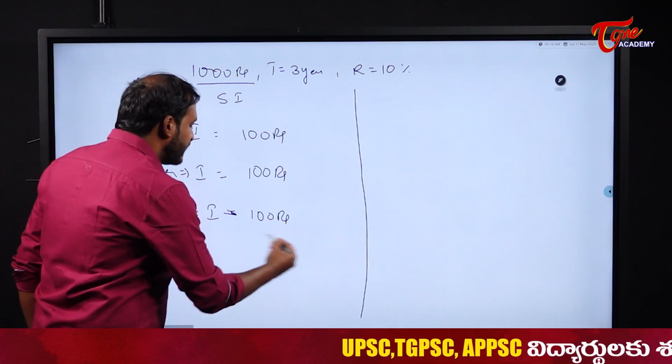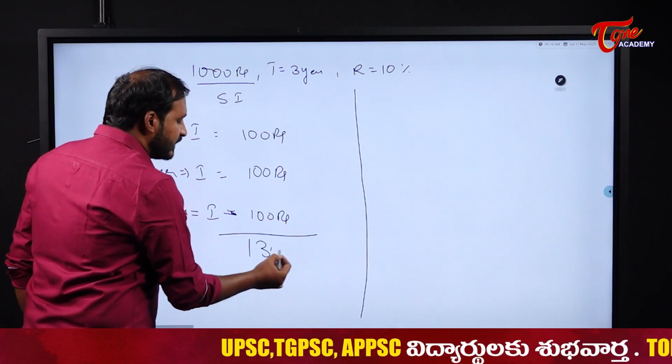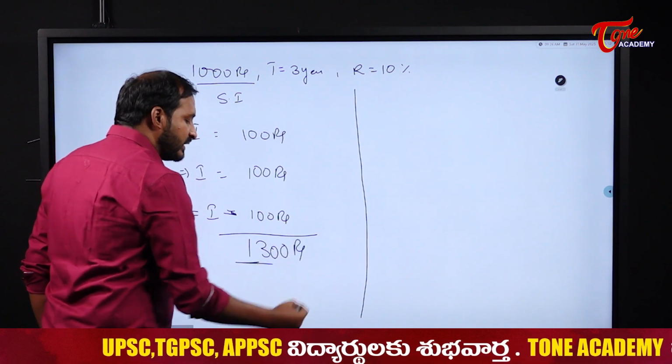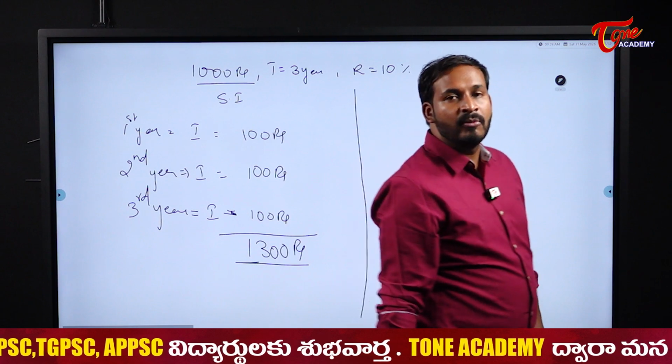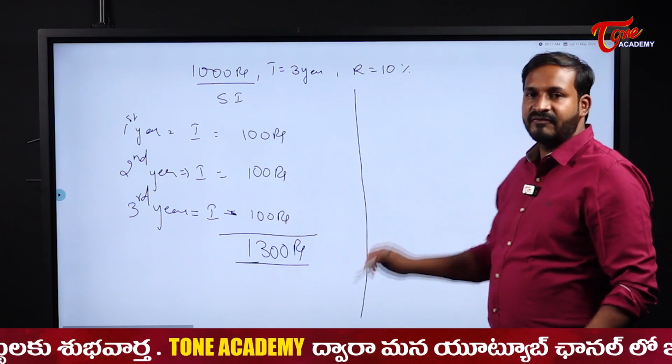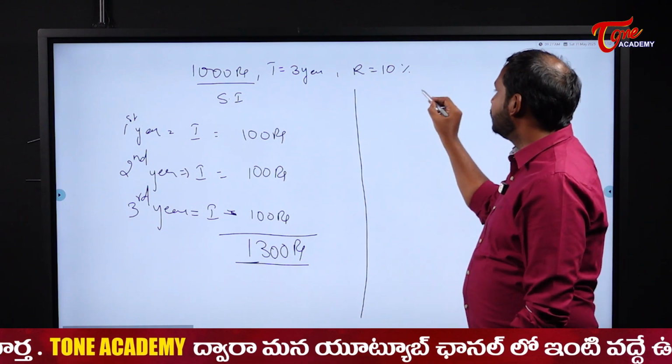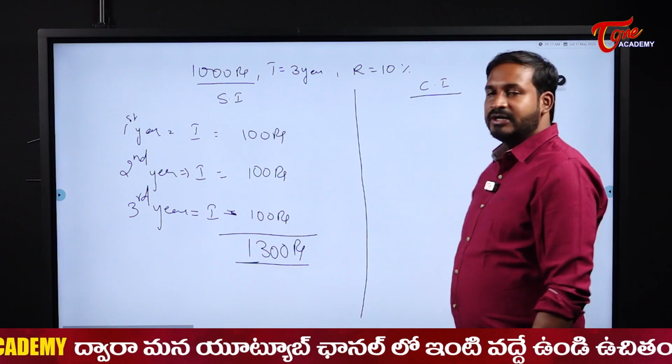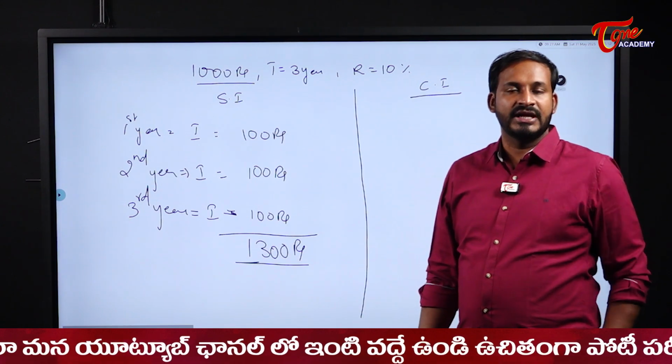So by the end of 3 years, I will pay 1300 rupees as the amount. We know amount means principal plus interest. Now, what will happen in case of compound interest? If I give the same amount for a duration of 3 years at a 10% rate of interest, what will happen?